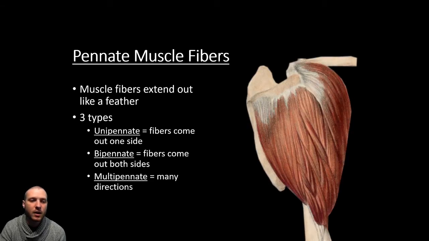And finally, we would just have a multipennate muscle. One of the best examples is going to be the deltoid muscle. If you remember, the deltoid has three different heads: the anterior, the middle, and the posterior. So again, this is all one muscle, so there are going to be many, many different directions of those muscle fibers. So we're going to call that multipennate.